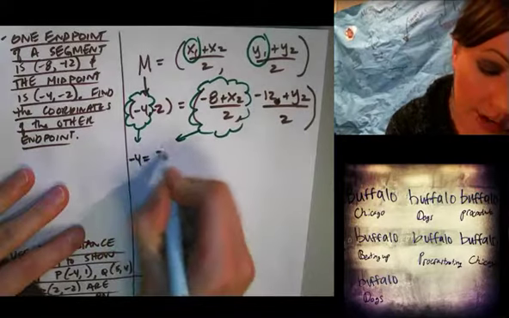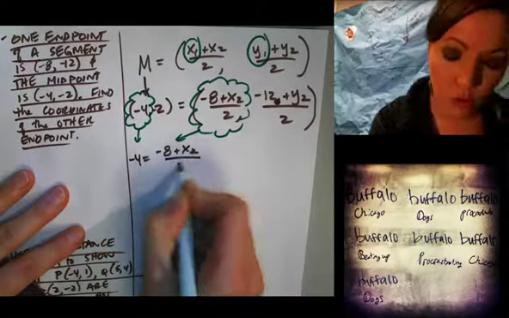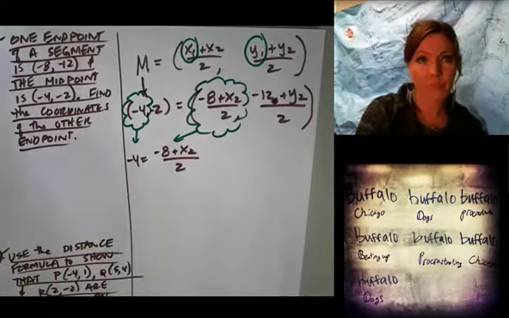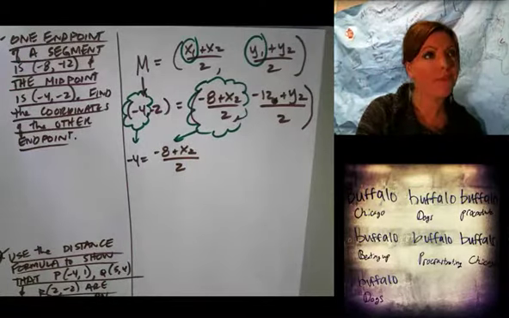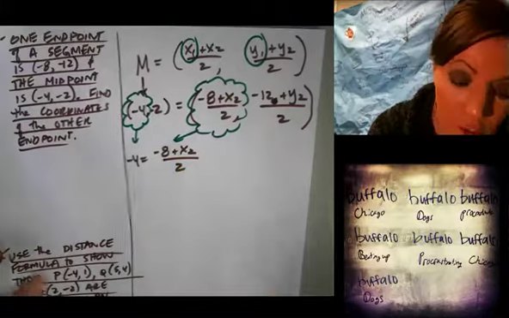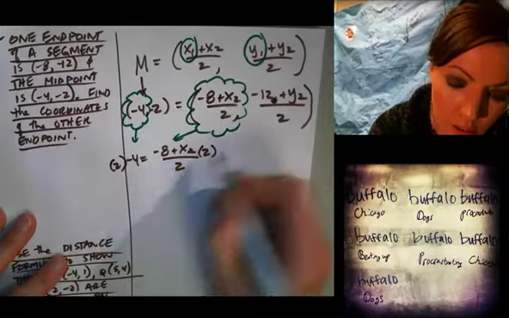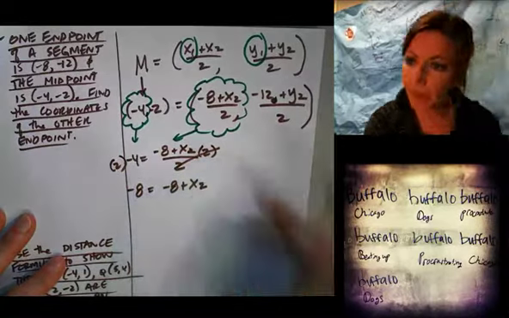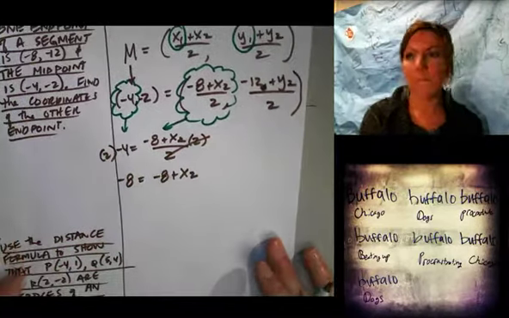-4 equals (-8 plus x2) over 2. So how would I go about solving this for x? How do I get x by itself here? Good, that's good. Multiply by 2. So we get -8 equals -8 plus x2. Then what? Add 8.